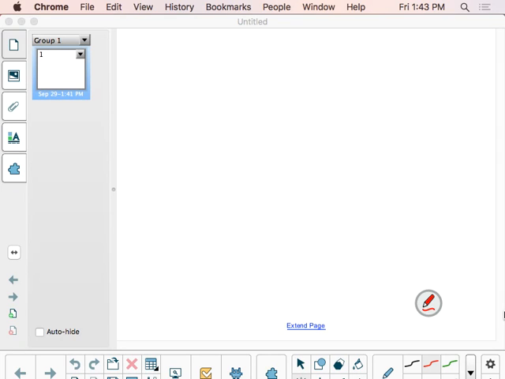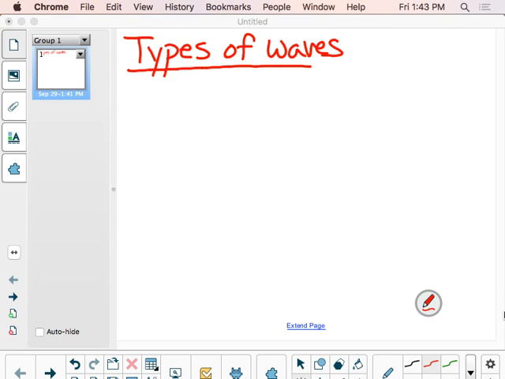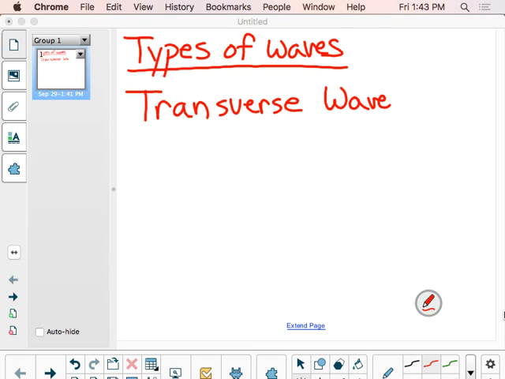Now what's really nice is that in nature, there's only two kinds. So it makes it really easy for us to learn them. So on your paper, let's write down types of waves. And we're going to start out with this one called transverse wave.